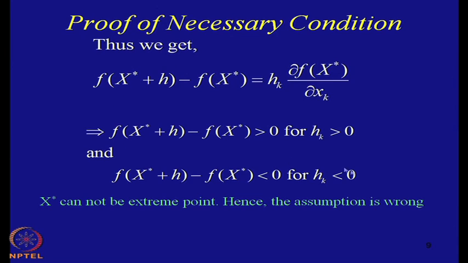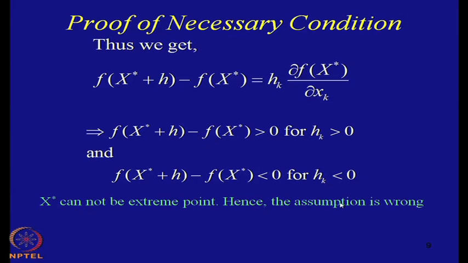Now the same condition we can prove similarly if we consider del f x star by del x k is lesser than 0. Only the condition here will just reverse. For h k less than 0, it will be greater. For h k greater than 0, it will be lesser than 0. That is why for both the cases we are reaching the conclusion that x star cannot be the optimal point, because ultimately this change of the functional value is not going to be equal to 0. That is not acceptable.